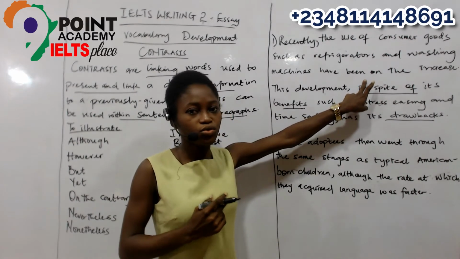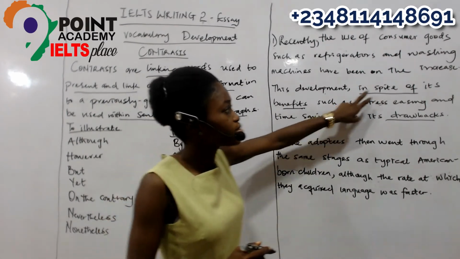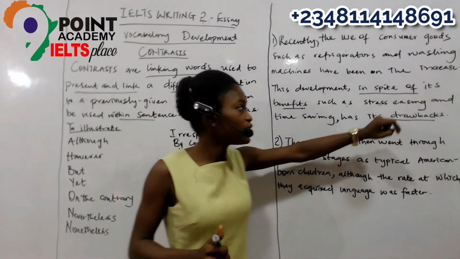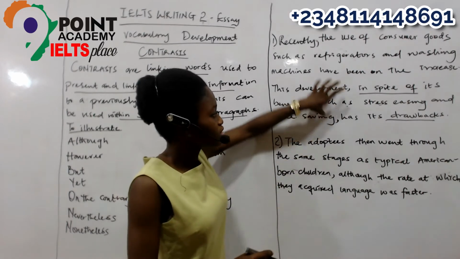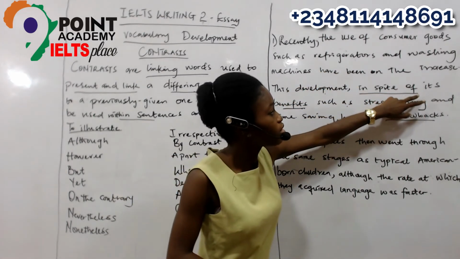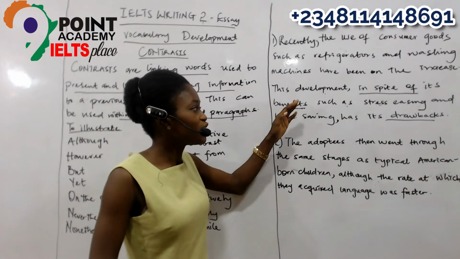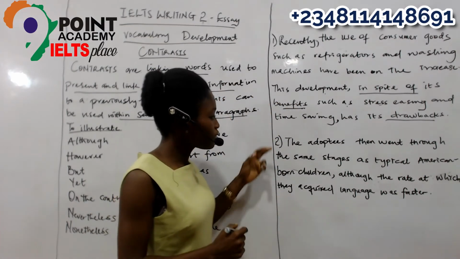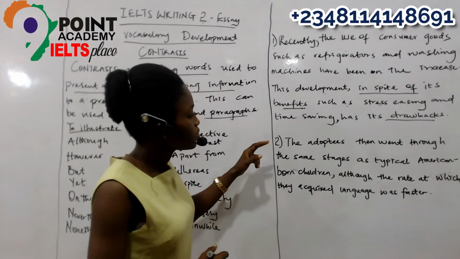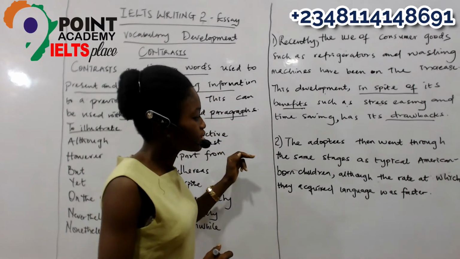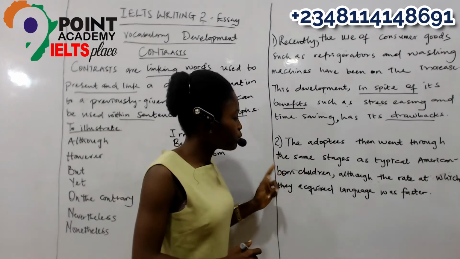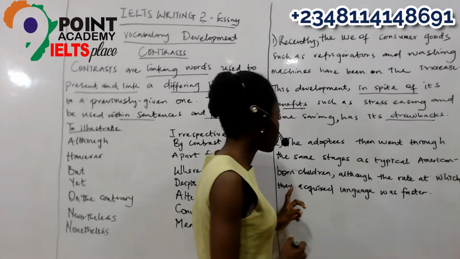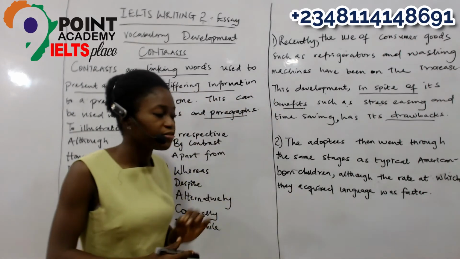then you use a contrast. Note that when I wrote in spite of, I did not use a comma immediately after it. It's not needed here because you can't put the comma here, it wouldn't make sense, except if you are using it to start the sentence. Now the second sentence here is, the adoptees then went through the same stages as typical American-born children, although the rate at which they acquired language was faster.